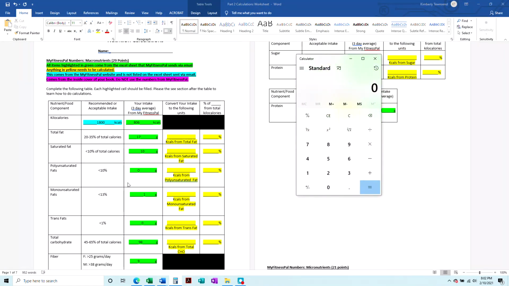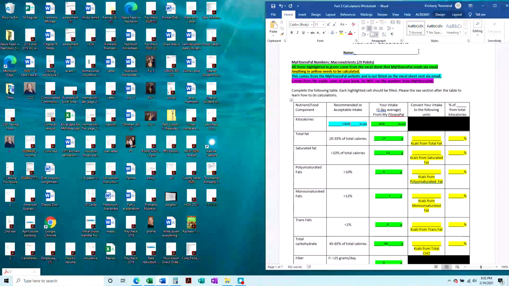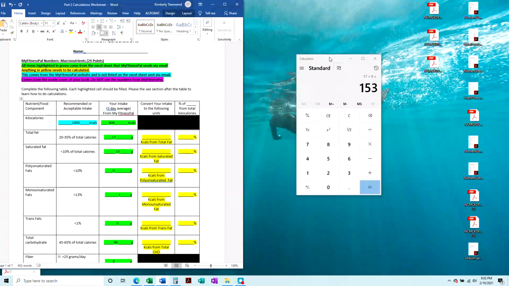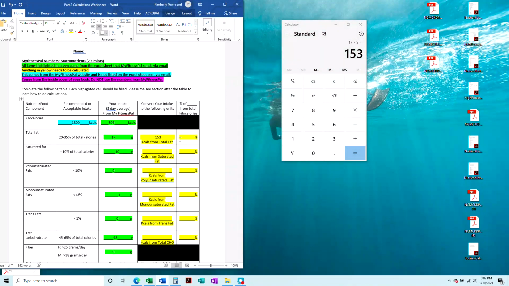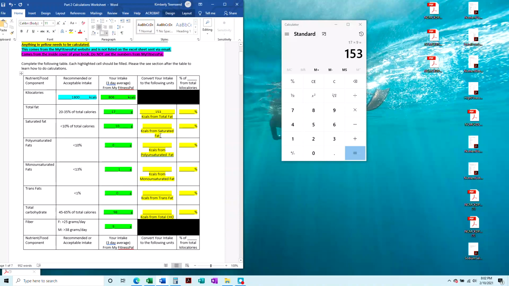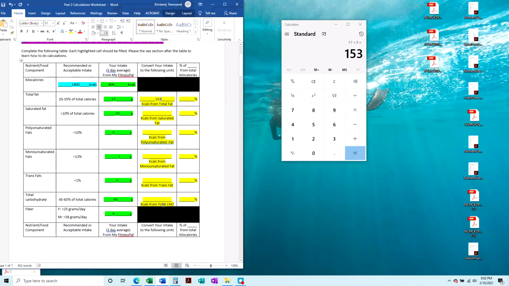So the first one is total fat, which is 17. So you're going to take 17 times 9. The reason why you're doing 9 is because there's 9 kilocalories in a gram of fat. So to get this number right here, you're doing 9, and actually I'm going to make this a little bit smaller. It's going to be 9 times 17. So this number for me is 153. And I'm going to go ahead and fill in all of these on the left-hand side first, and then we'll go back and do the percentages.